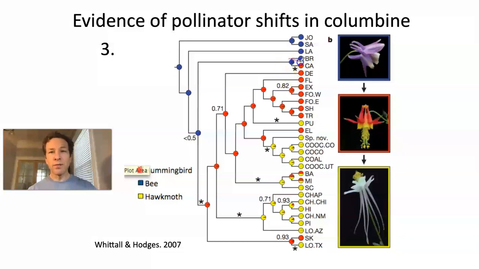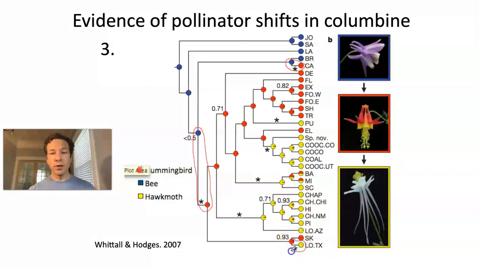So here's one example right here. Here's another example from bee to hummingbird right here. We never get shifts back. Once they go to hummingbird, they never go back to bee. We also see even more examples of shifts from hummingbird to hawk moth. So that's going from an ancestral character state of red to a character state of yellow.